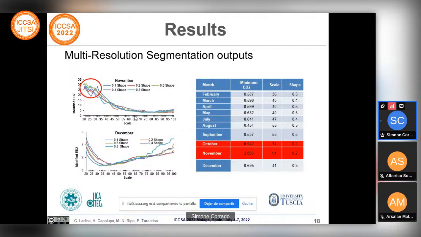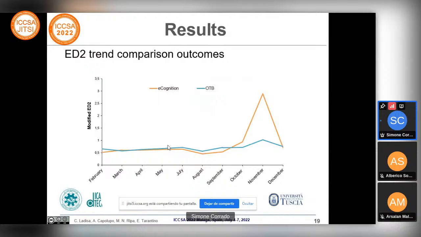So these figures describe the trend of the minimum value of AD2 obtained by processing the images in eCognition Developer and in OTB. A quite similar trend is detected using both software from February until September. These figures enhance the anomalies already noted in the November and October outcomes generated using eCognition Developer. Also, OTB shows an anomaly in November, even though it is less marked. On the contrary, no anomalies are detected in OTB for October.